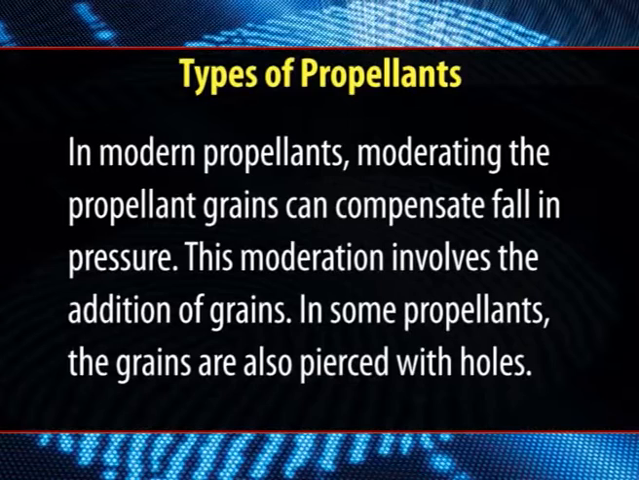Next, dear students, we will be now studying about the types of propellants. In modern propellants, moderating the propellant grains can compensate the fall in pressure. This moderation involves the addition of grains. In some propellants, the grains are also pierced with holes. There are different types of powders, namely progressive powders, degressive powders and constant burning propellants, which will be explained one by one.